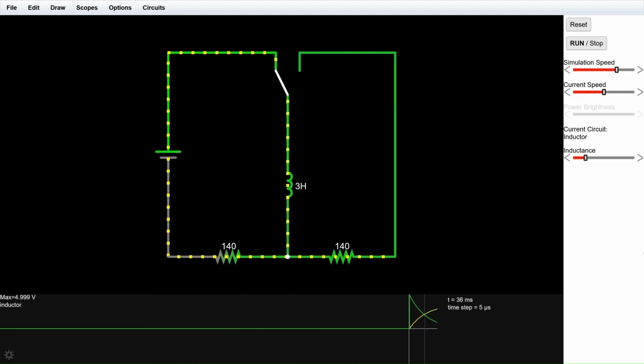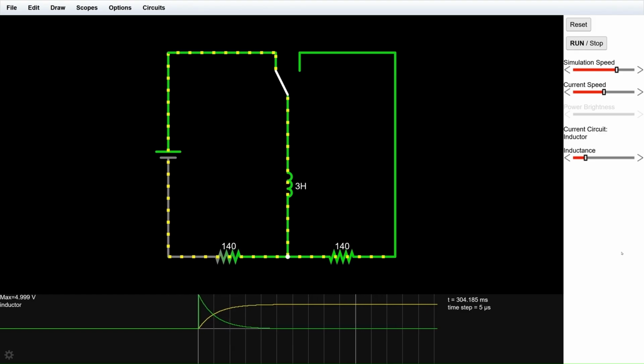When we start the simulation, the current doesn't instantly jump to its maximum value. Instead, it gradually increases as the inductor builds up its magnetic field. This delay is what makes inductors special. They resist sudden changes in current.